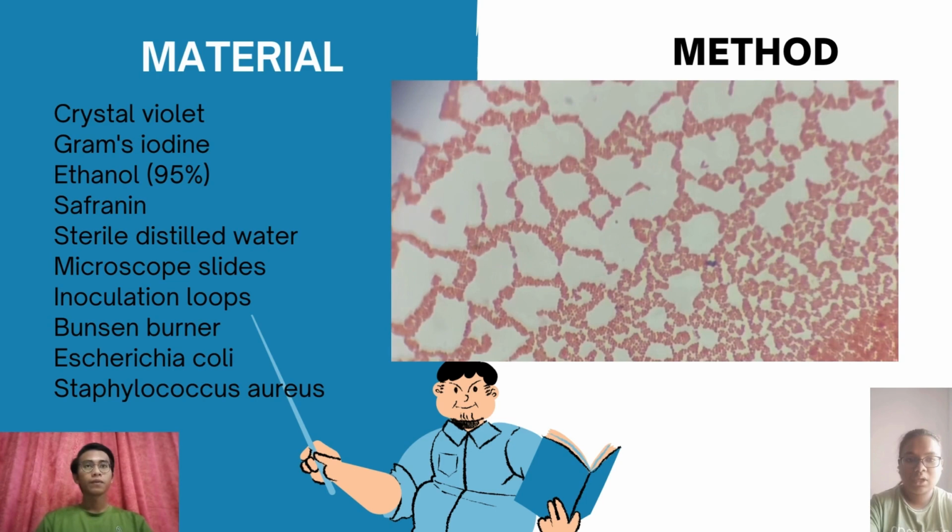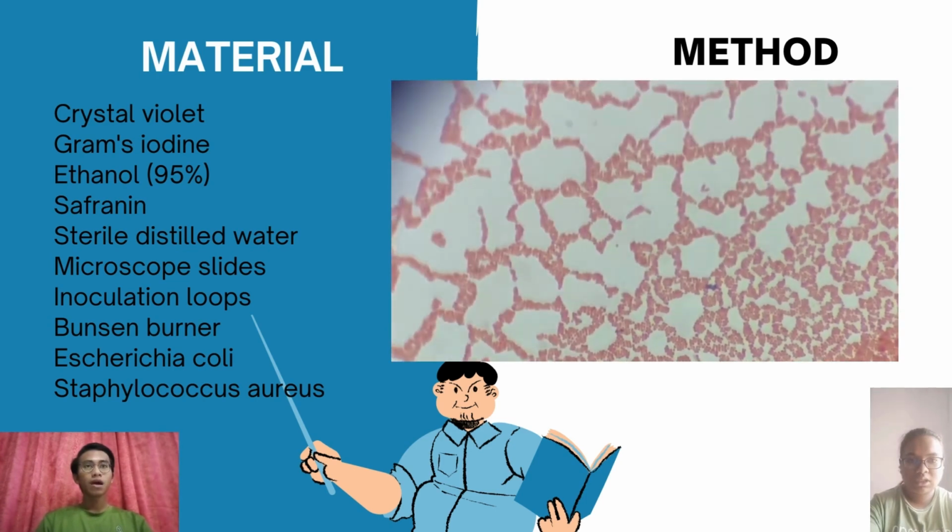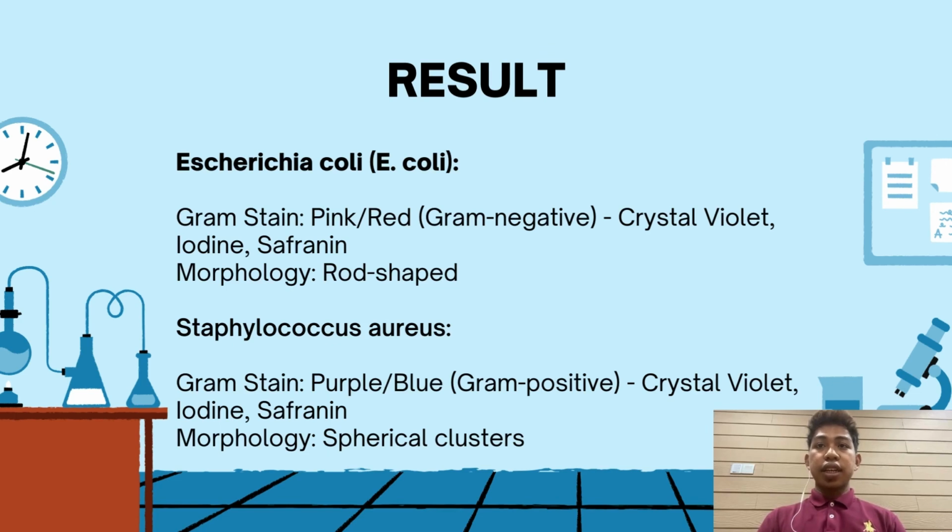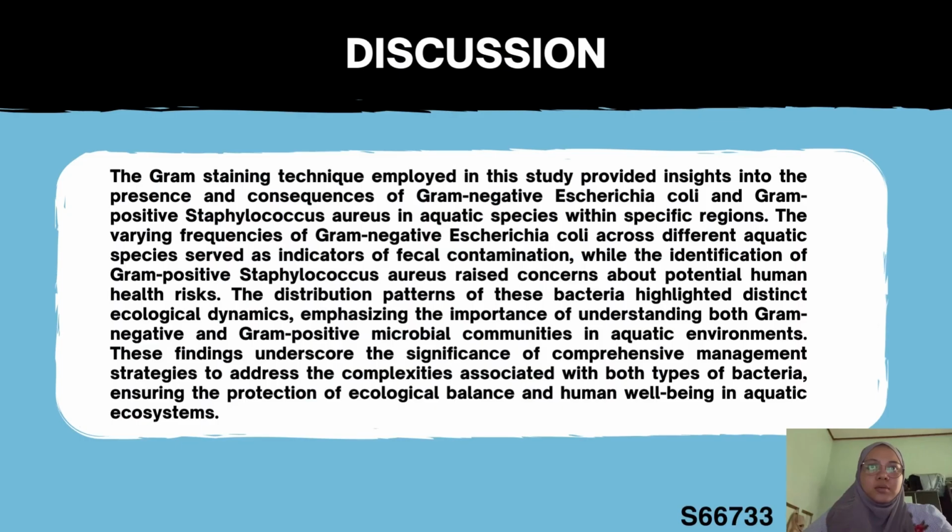E. coli is gram-negative and has a rod-shaped morphology, while Staphylococcus aureus is gram-positive, which has a spherical shape. The gram staining technique employed in this study provided insights into the presence and consequences of gram-negative Escherichia coli and gram-positive Staphylococcus aureus in aquatic species within specific regions.